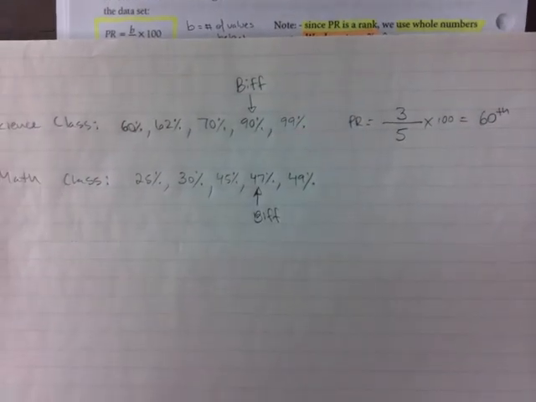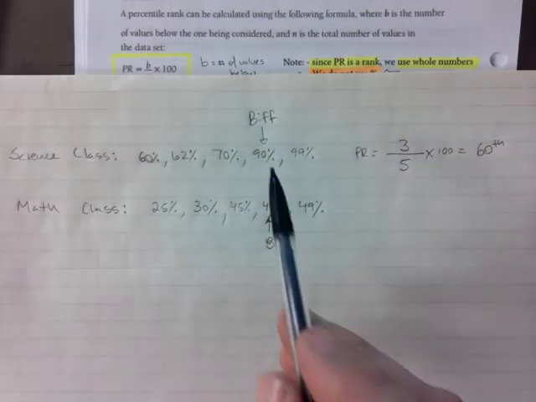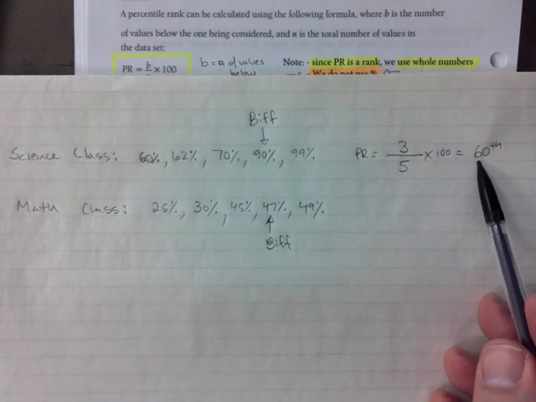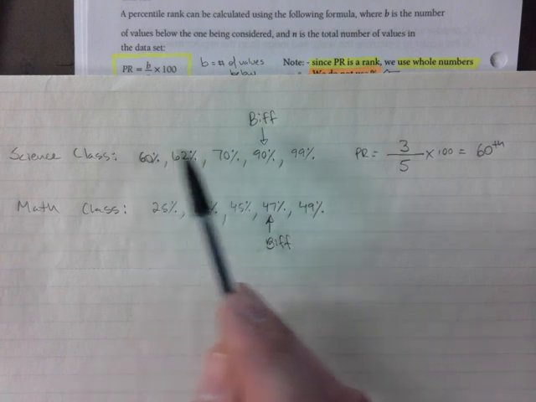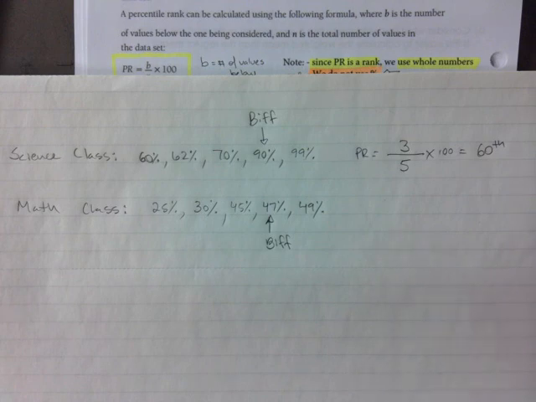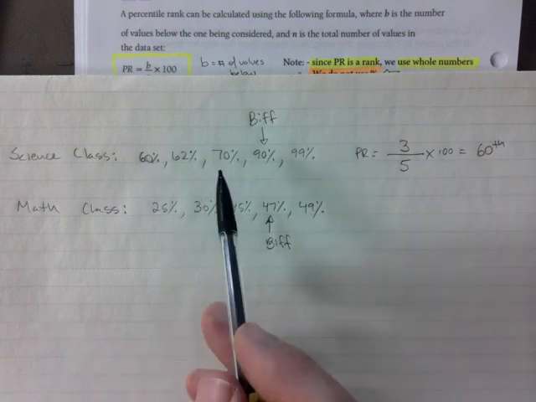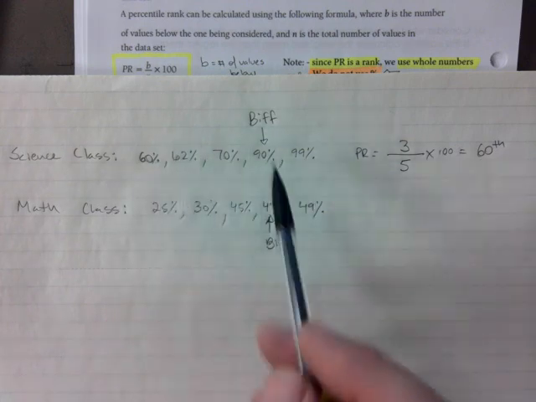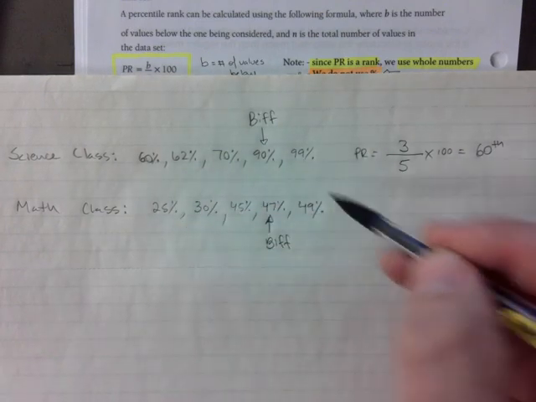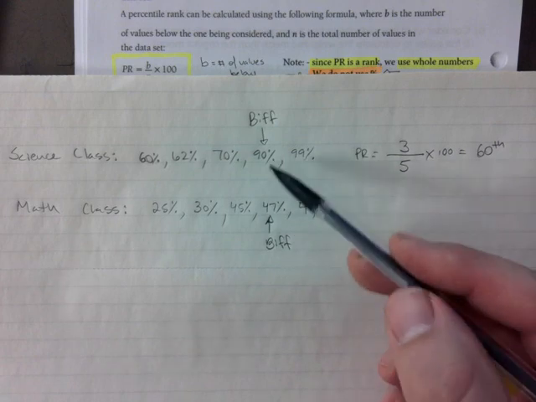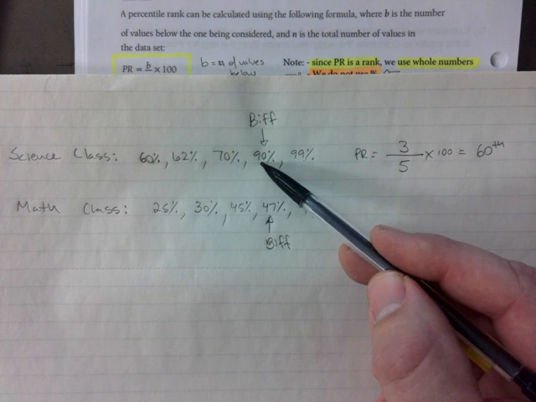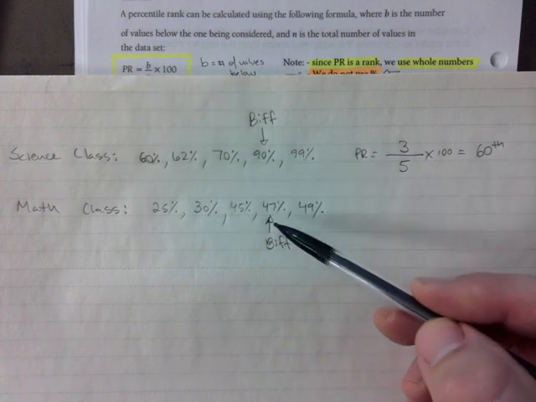So right now in science class, Biff says, hey, I'm in the 60th percentile, which means that 60% of the students scored less. And you're like, well, it's 3 students, Mr. Dirksen. Why do you do percentages? It's the same thing. 60% and 3 students in this case is the same thing. Let's calculate Biff's percentile in this class. Did Biff do pretty good here on his test? Pretty good. Did Biff do pretty good in math?